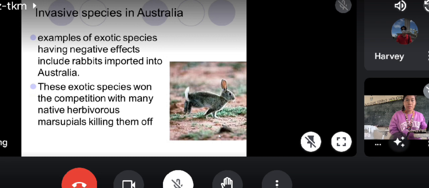Invasive species in Australia. An example of exotic species having negative effects is rabbits imported into Australia. These exotic species won the competition with many native herbivorous marsupials, killing them off.